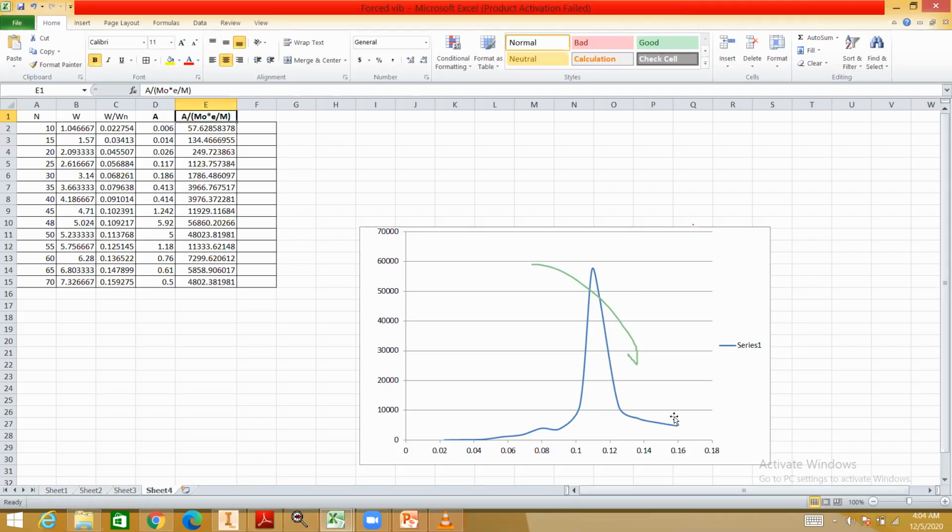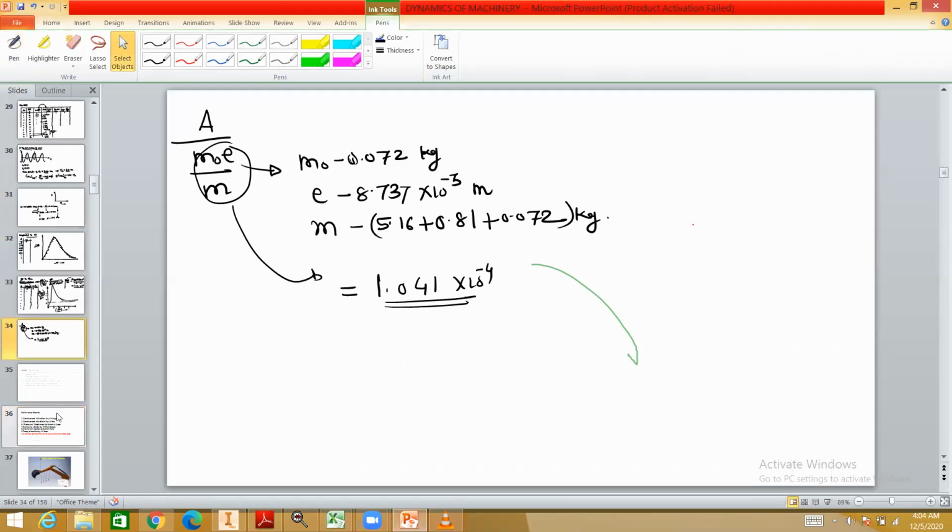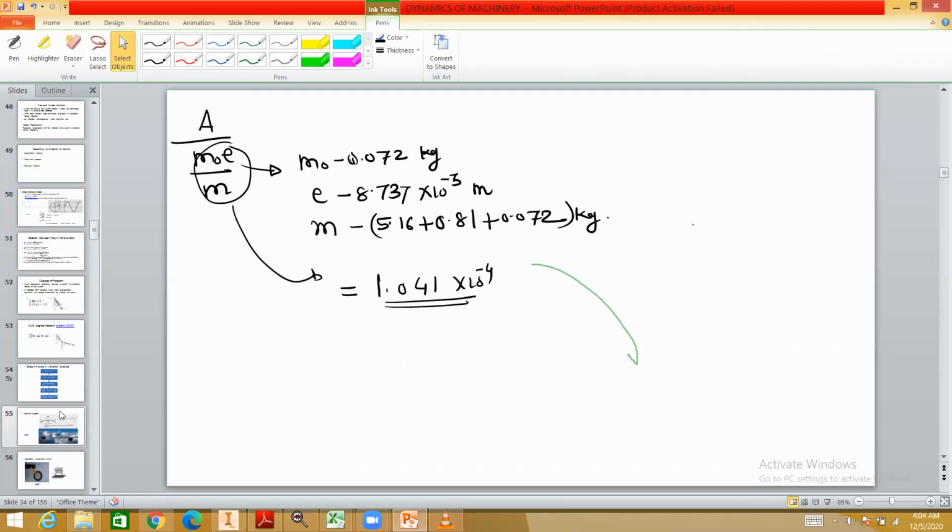Actually we have just taken the reading up to 70 RPM. So we have to further increase the RPM in order to get the higher frequency ratio. Anyhow, we have reached up to the frequency ratio 0.5. So we have to add more values so that we can observe here. Actually, our standard graph for the rotating unbalance becomes flat at the magnification factor 1 for the higher frequency ratio.